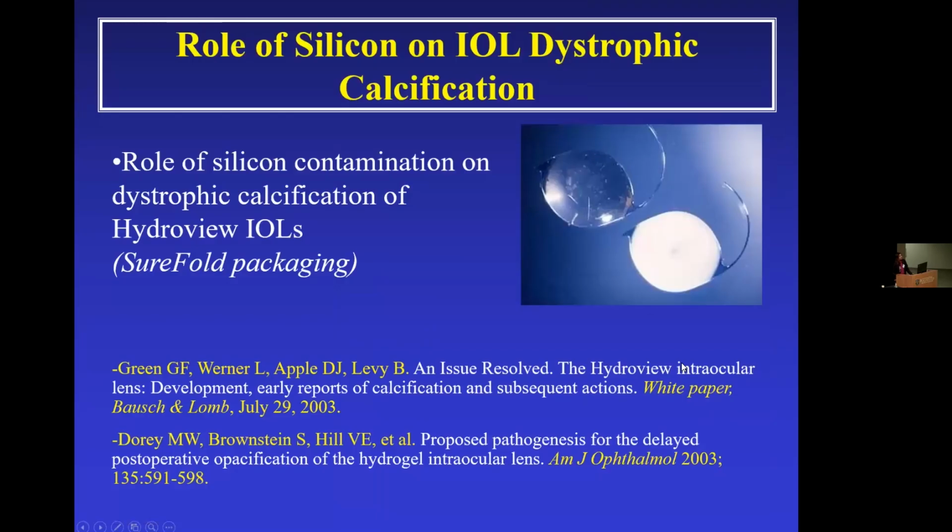So there are different studies done with the Hydrovue, and it was very interesting because it showed that the Hydrovue by Bausch & Lomb started to calcify after it was placed in the SureFold packaging. That packaging had some components made actually of silicone. And it is well known that those components can contaminate the surface of the intraocular lens. And when you have the element silicon on the surface of intraocular lenses, this may represent sites for initiation of calcification. And this lens was not calcifying before the packaging was changed.